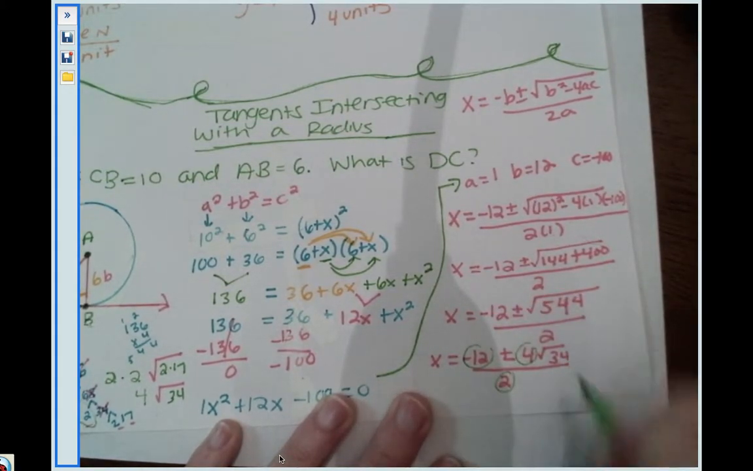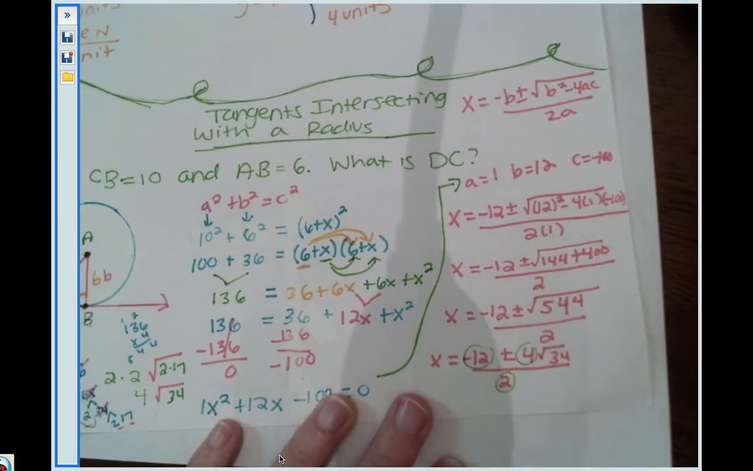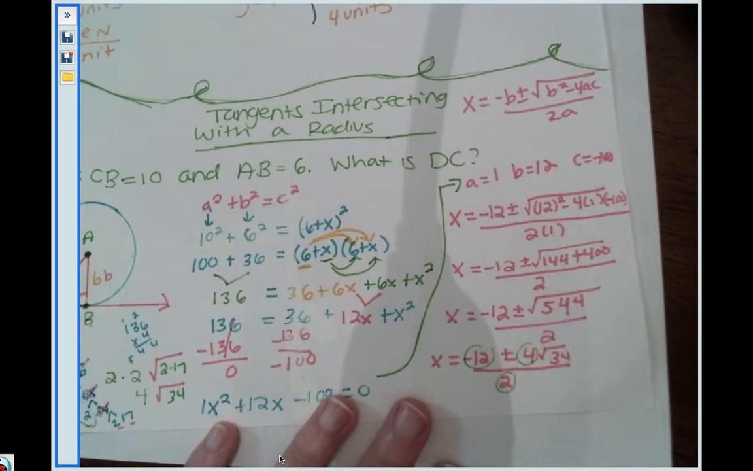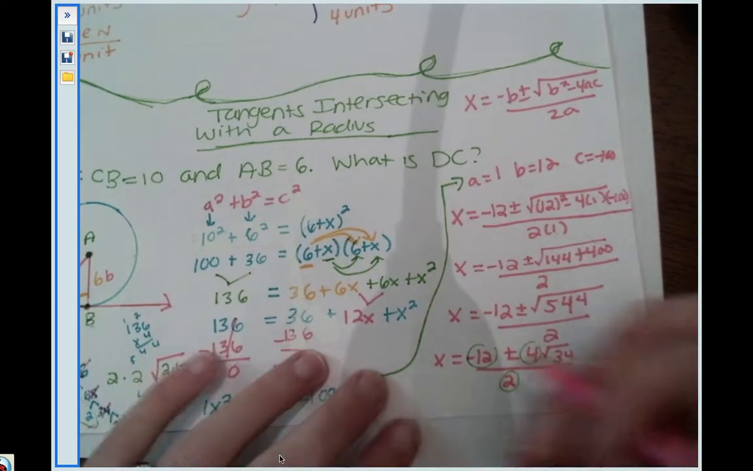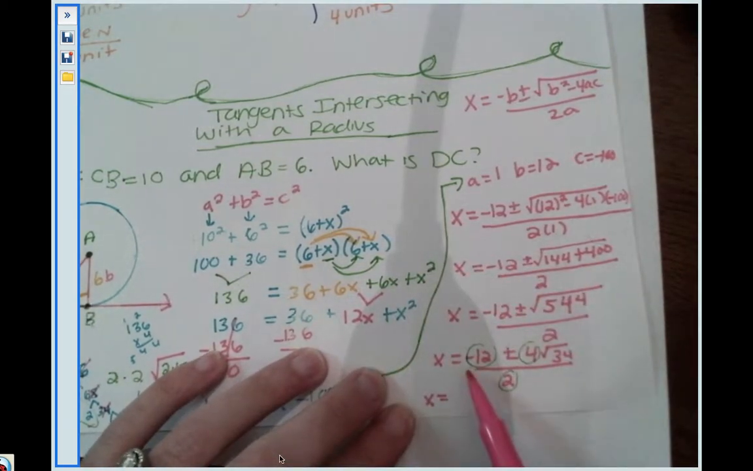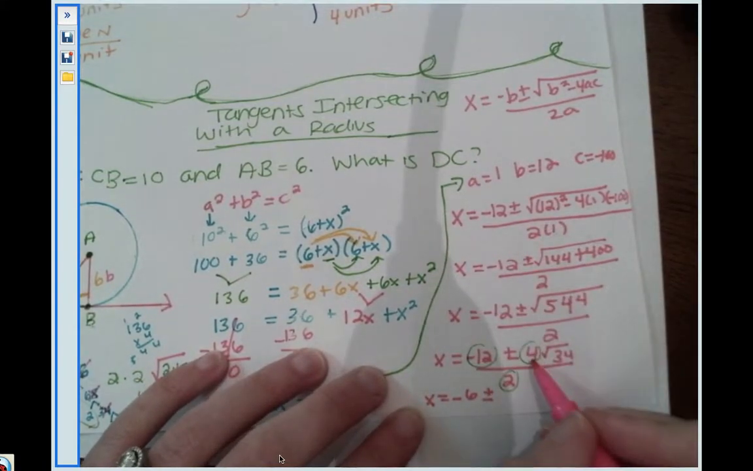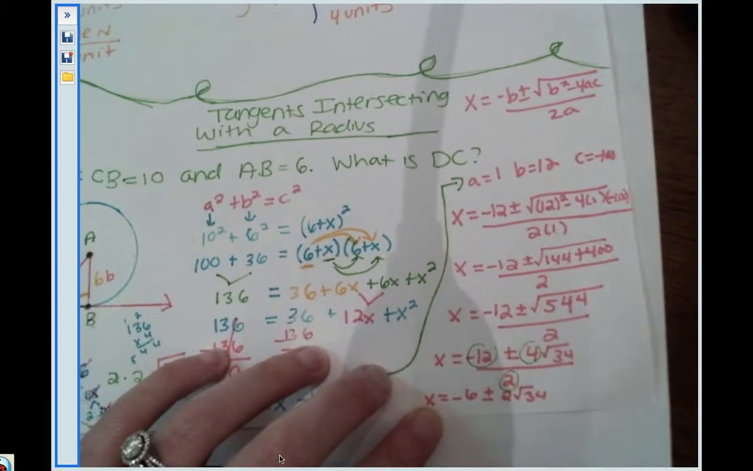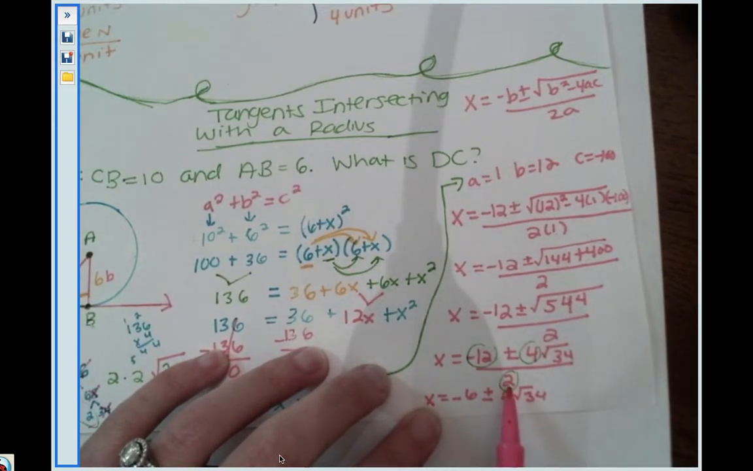You cannot simplify the square root down. You can't simplify numbers inside of a square root with numbers that are not inside of a square root. So be careful. So is there a number that will divide into 12, 4, and 2? It is going to be a 2. So this is going to be x equals negative 12 divided by 2 is negative 6 plus or minus 4 divided by 2 is 2. So 2 root 34. Remember, don't forget, don't simplify down that 34. Don't touch the radical. And then 2 divided by 2 is 1.